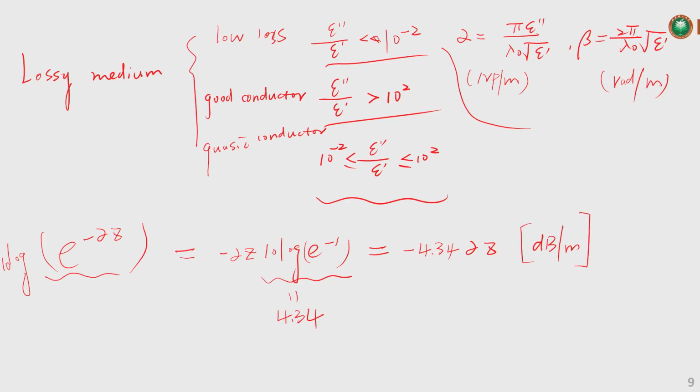All right. This is for the dB. Previously, this was just for the electric field, but for the power, there is a factor of 2. The power is the square, so this is 2 times. So this becomes 8.68.